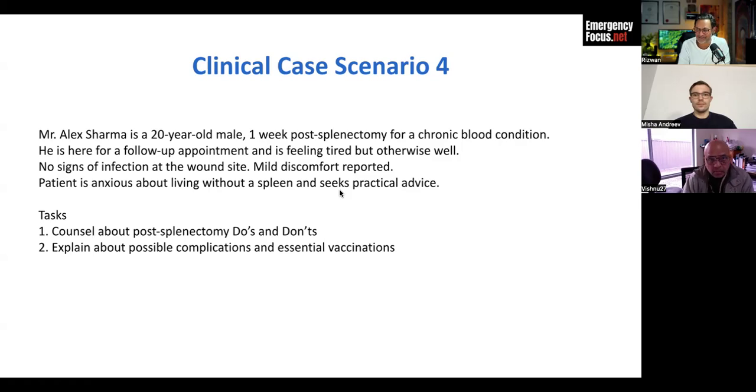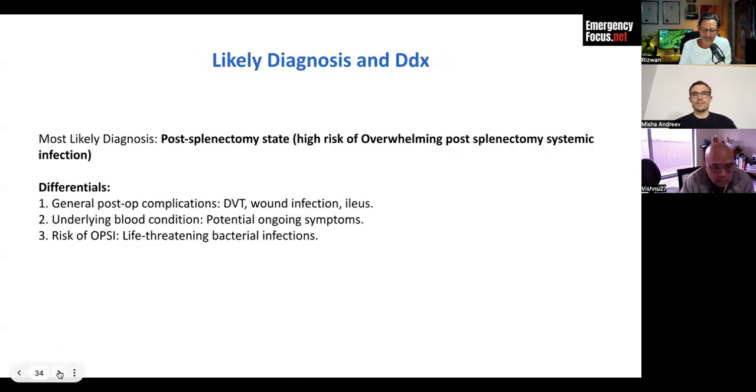I think this scenario cannot be more black and white than what's already been mentioned here. Your tasks are to counsel the patient about post-splenectomy do's and don'ts, and explain the possible complications and essential vaccinations. So again, a very bread and butter scenario. I think most of you would know how to handle this situation. So let's go into it.